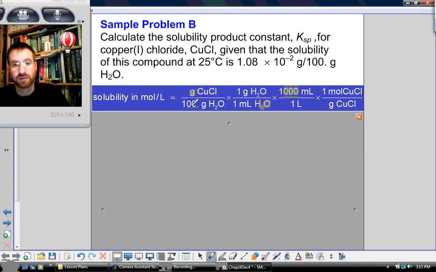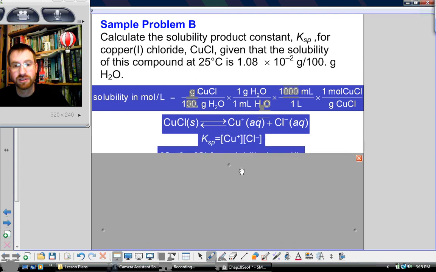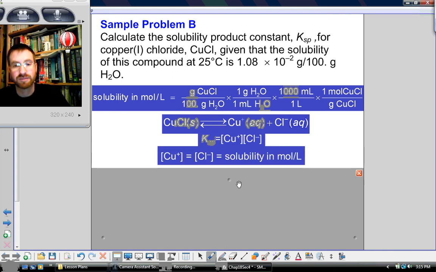Grams of copper chloride over 100 grams of water. We converted that to milliliters and to liters, and we converted our grams to moles of copper chloride. And so we looked at our balanced chemical equation. That would be our Ksp expression. And we know that since it's a 1-to-1 ratio here, whatever this is, that is as well.